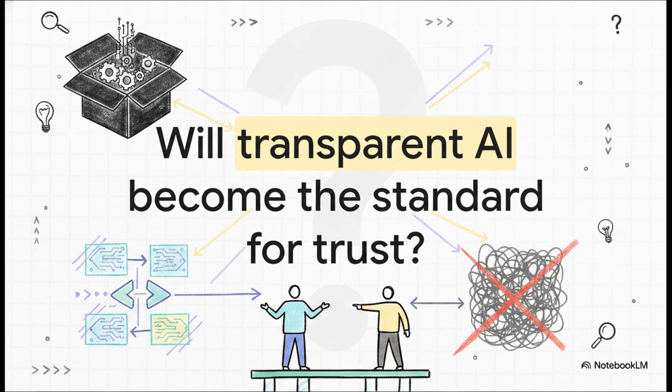As algorithms take on more and more critical roles in our society, will we reach a point where models that refuse to explain themselves are simply no longer tolerated? Will transparent AI become the new standard for earning human trust? It's a fascinating thought to leave you with.